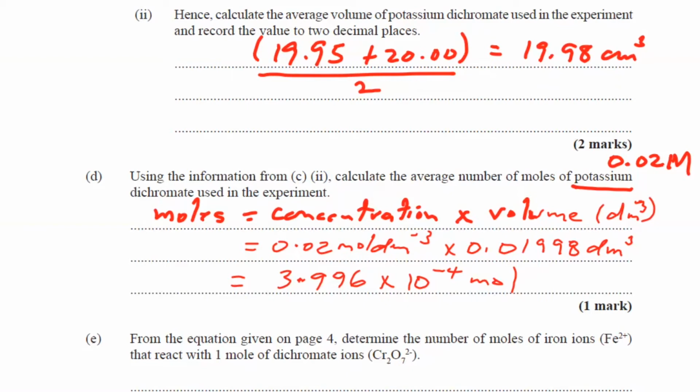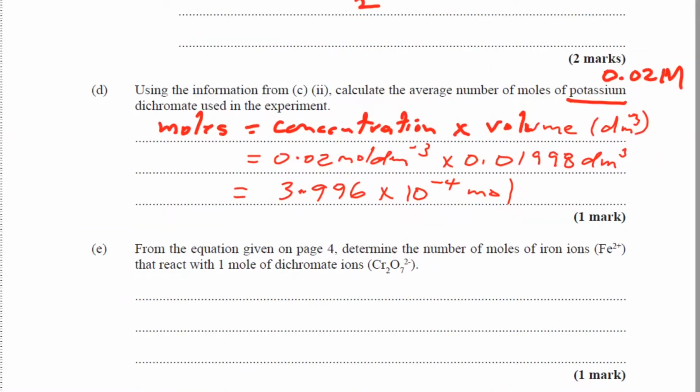Now, the next question, part E, says, from the equation given on page 4, determine the number of moles of iron ions, that's Fe2 plus, that react with 1 mole of dichromate ions. Now, we're just going to write down that equation so we don't have to scroll. So the equation said Cr2O7 2 minus plus 6 Fe 2 plus. We could pretty much stop there because the answer is there.